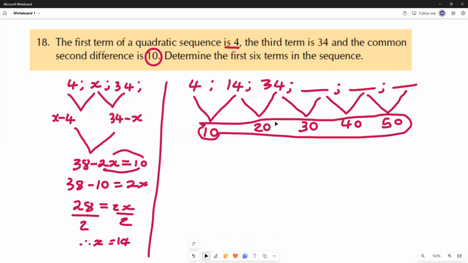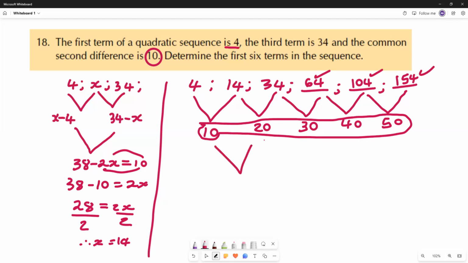So now, I want you to observe something. 4 plus 10 gives you 14. 14 plus 20 gives you 34. 34 plus 30 will give you this term there, so it's 64 here. You see it? I'm sure that makes sense. And then 64 plus 40 gives you 104, which is there. And then this plus that gives you 154.